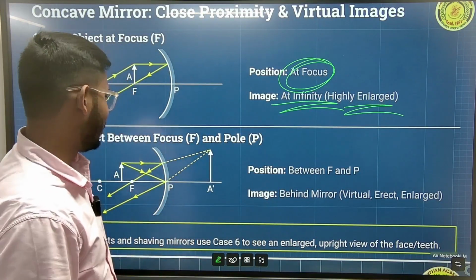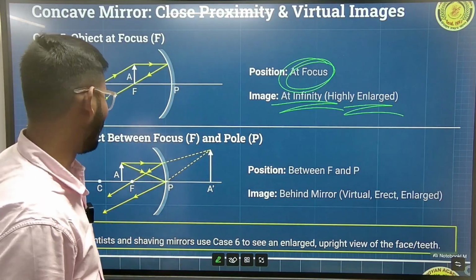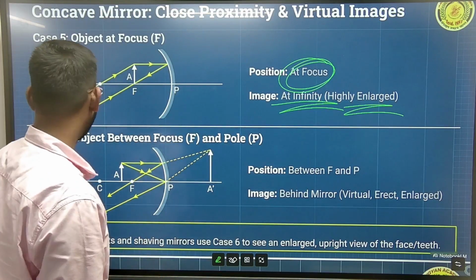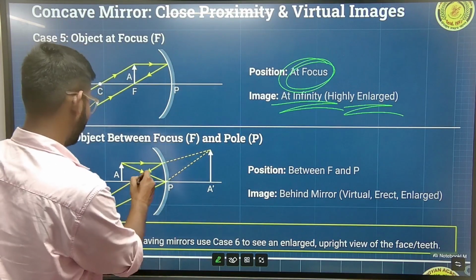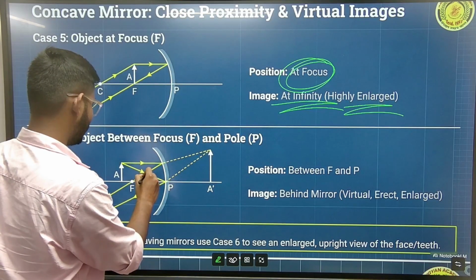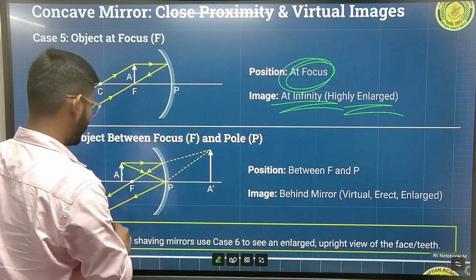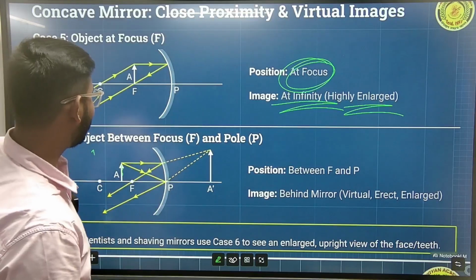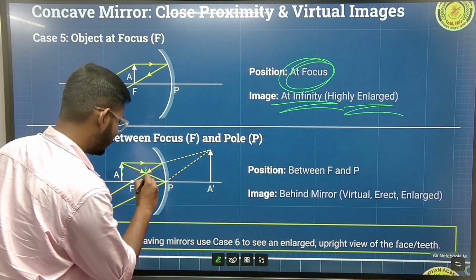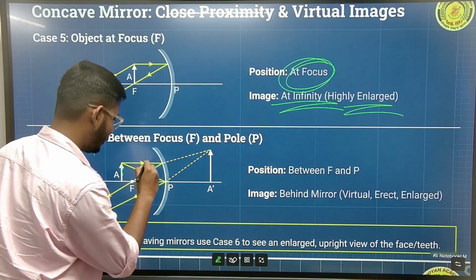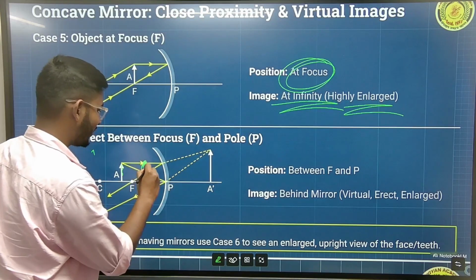Okay. Now see case 6. When the object is between focus and pole, here the object should be here. Okay, correct this.